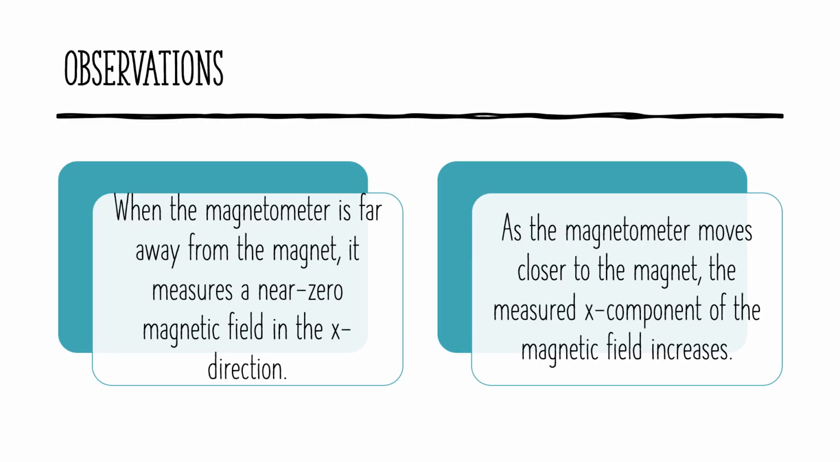Some observations that I had was that when the magnetometer is far away from the magnet, it measures a near zero magnetic field in the x direction, and as the magnetometer moves closer to the magnet, the measured x component of the magnetic field increases.